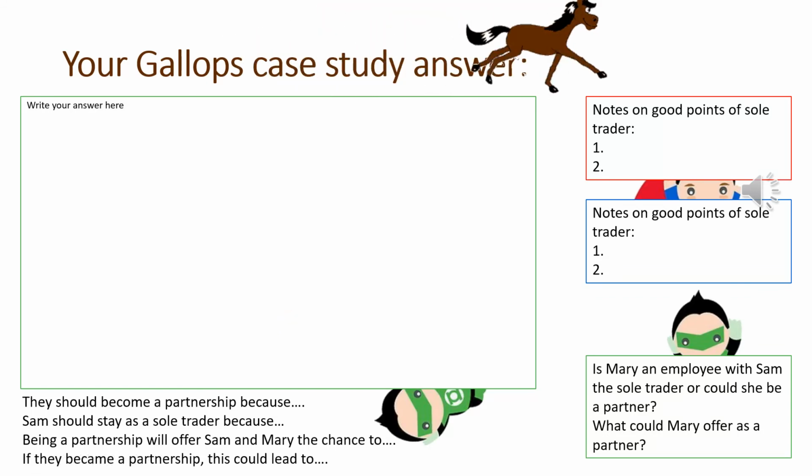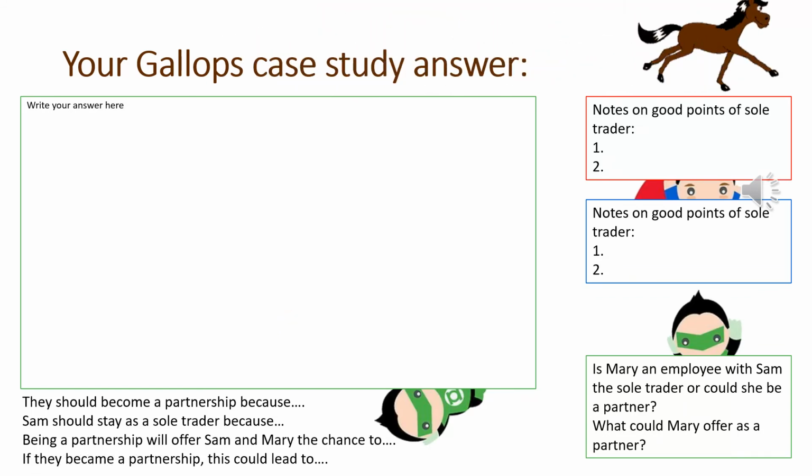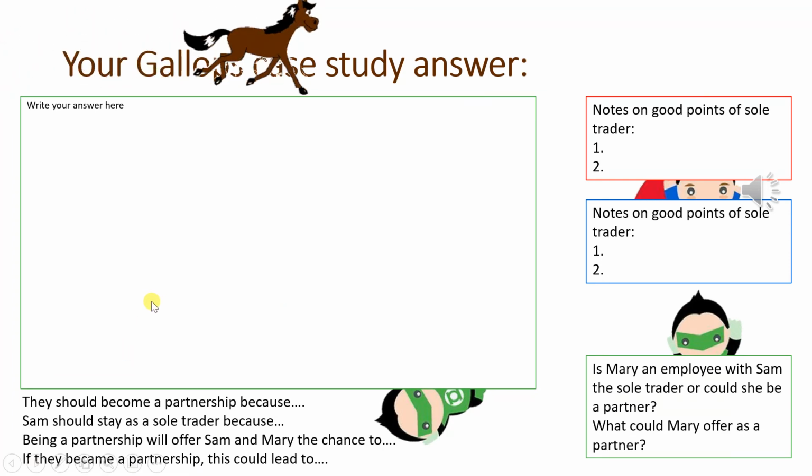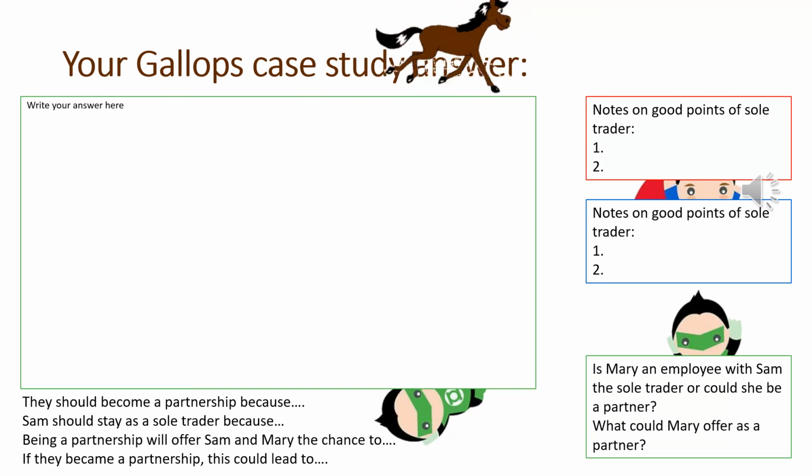If you decide that they're going to stay as a sole trader and she's the employee, then that's fine, but you still are going to justify your decision in that big green box on the left, because you've got to say why Sam staying as a sole trader will hold more benefits than them becoming a partnership.